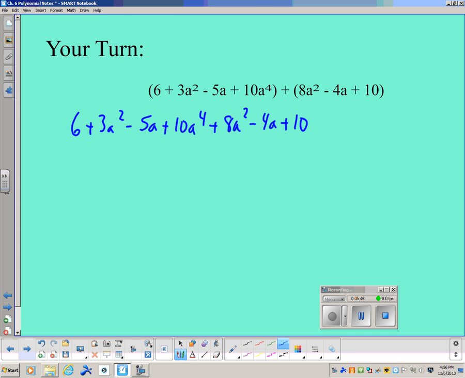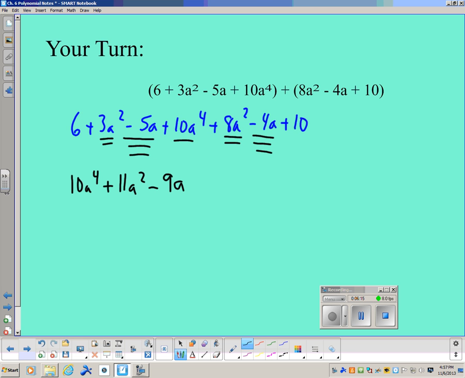So I'm going to go with the highest power of a first. There's only one of those terms. It's right here, so I'm simply going to write it down. There's nothing to combine it with. And then there's no a to the third, but there's a to the second, so I'm going to do this next. 3a squared plus 8a squared gives me 11a squared. And then I've got a's there. I've got a minus 5a and a minus 4a, which gives me a minus 9a.